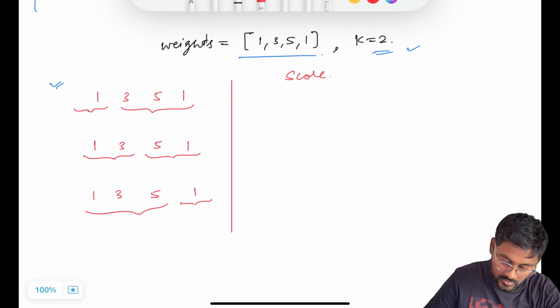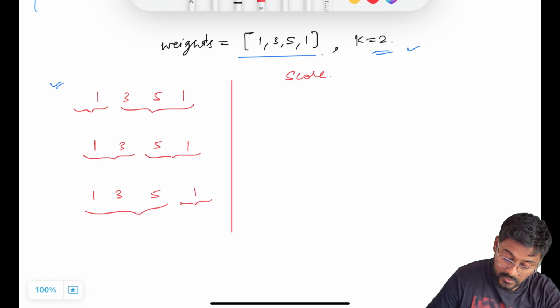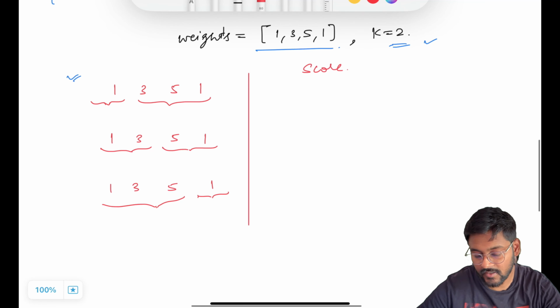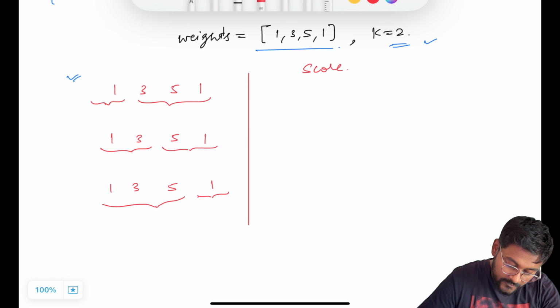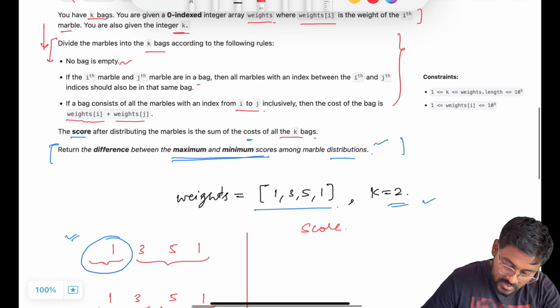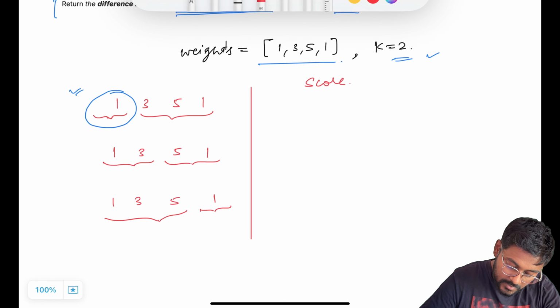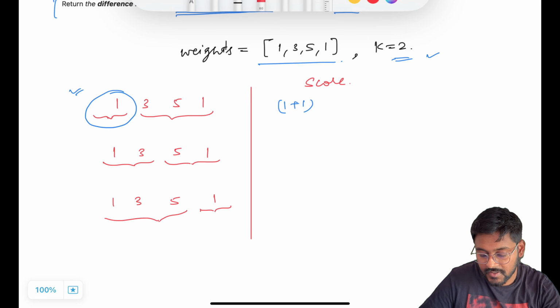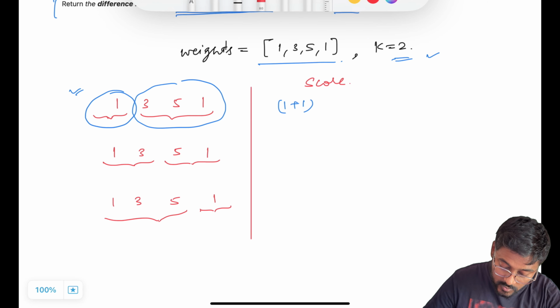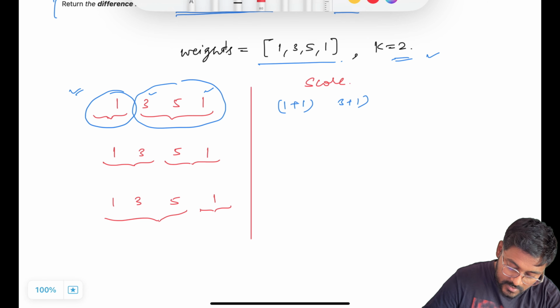And from this distribution, what is the cost of this distribution? The score after distributing all the marbles is the sum of all the costs. Every bag will give us a cost. So let's say the first bag is going to give me the cost, which is ith marble plus jth marble. In this case, i and j are the same. The ith marble has weight 1 and the jth marble has weight 1. So this is the cost for the first bag. And what is the cost for the second bag? The cost for the second bag is the first marble plus the last marble, 3 plus 1.